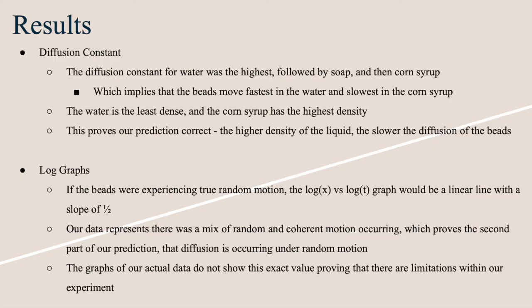Based on our initial prediction, the results section has 2 parts: the rate of motion, and then determining whether that motion is random or coherent. The diffusion constant for water was the highest and for corn syrup the lowest. The diffusion constant is the rate at which it diffuses, so that will show us the velocities of the beads. This follows the prediction based on the densities. Regarding the random versus coherent motion, it should be a linear slope of 0.5, but it is not true random motion in this situation. It's actually a mix of both random and coherent motion.